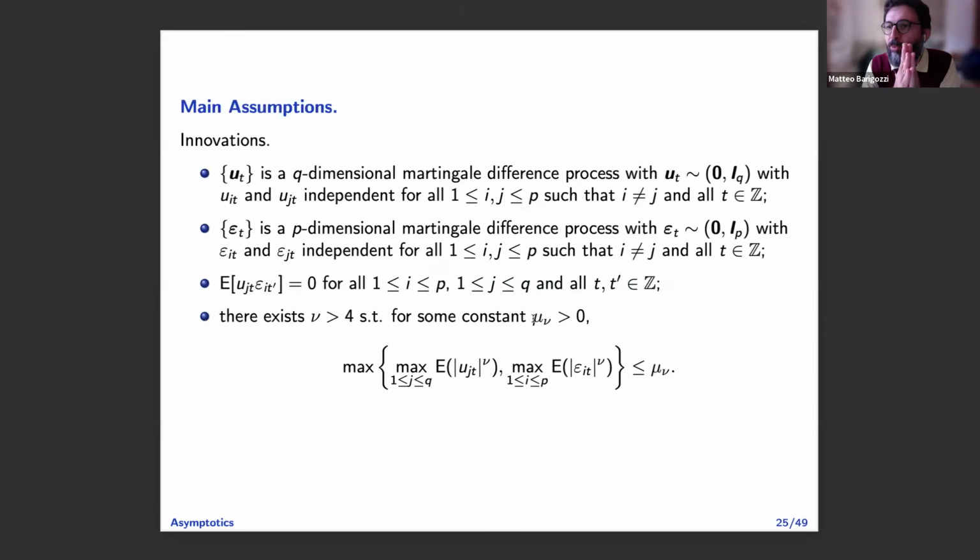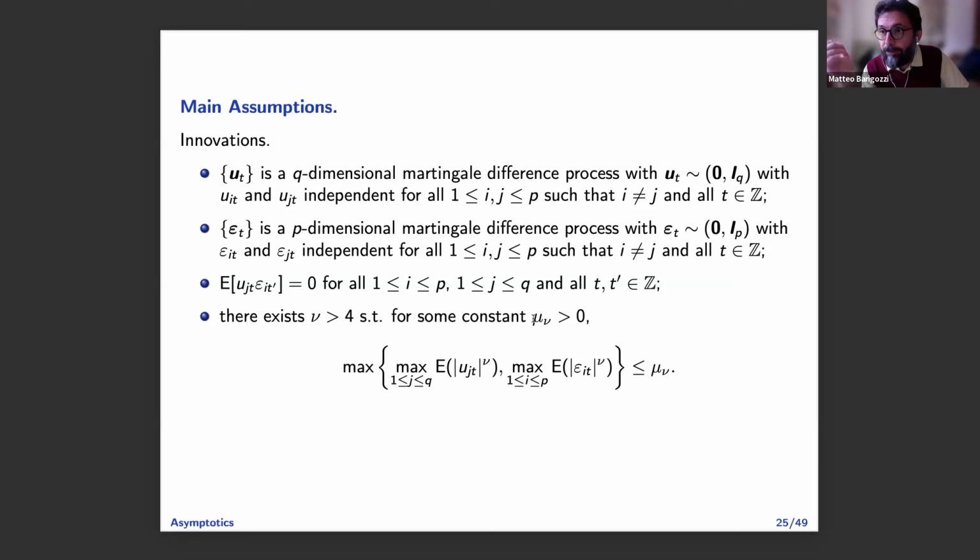Okay, and then the last assumption is that we have two innovation processes. One for the common component, UT, which is Q-dimensional. We assume that it's a martingale difference process, orthonormal, zero mean and unit covariance. We have to assume independence, but only cross-sectional between the units I and J, not in time, okay? In time it is a martingale difference.